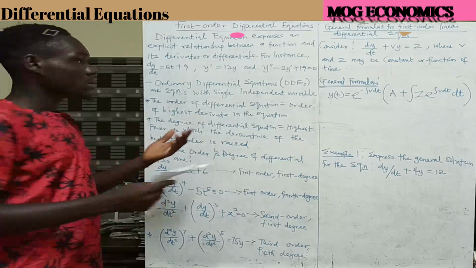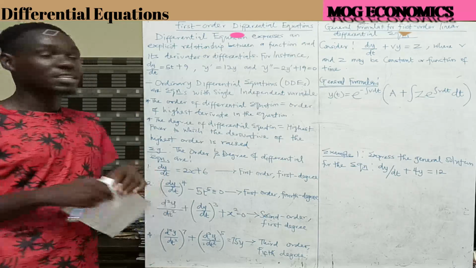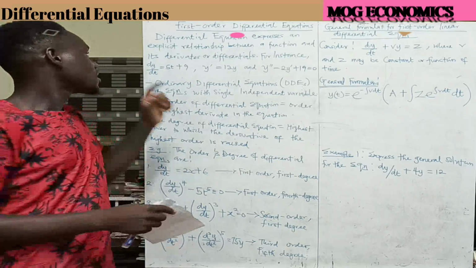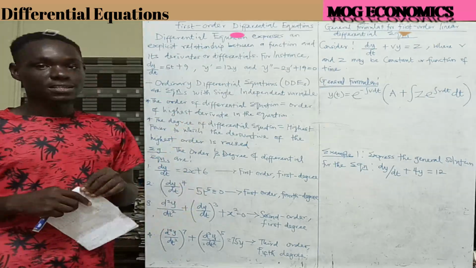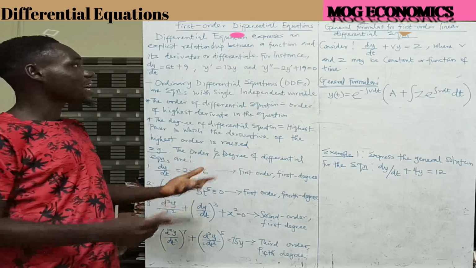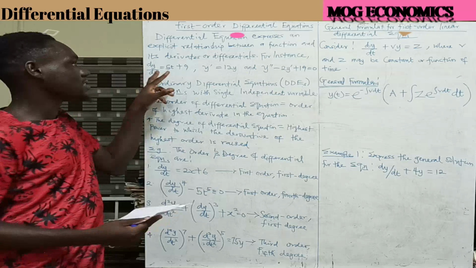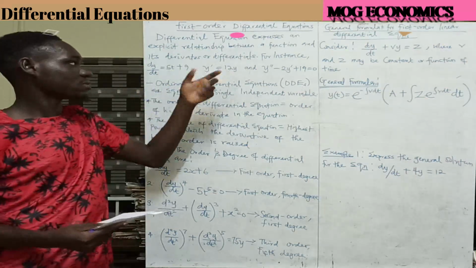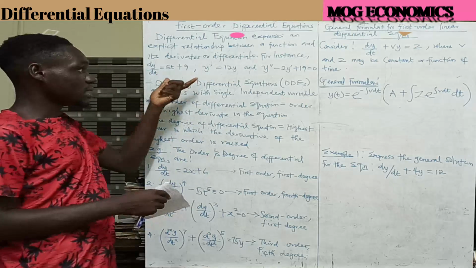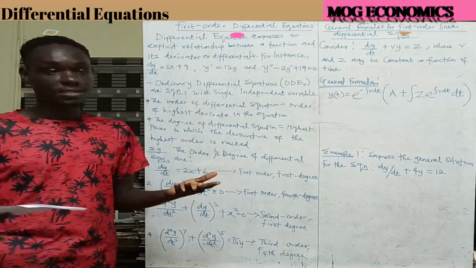Now, what is a differential equation? A differential equation expresses an explicit relationship between a function and its derivative or differentials. So, what do we mean? It expresses an explicit relationship between a function and its derivatives or differential. Now, there are instances where the relationship we are expressing may be implicit.